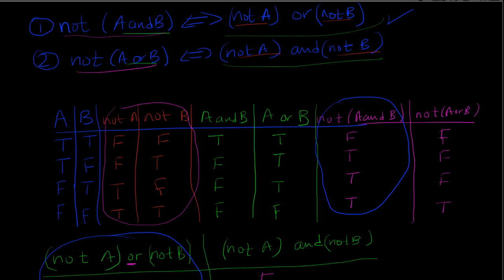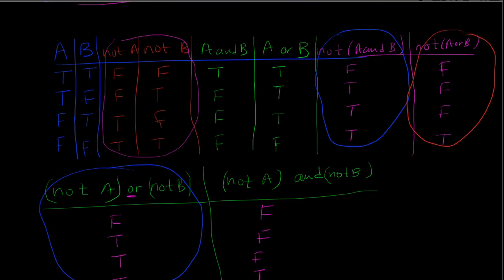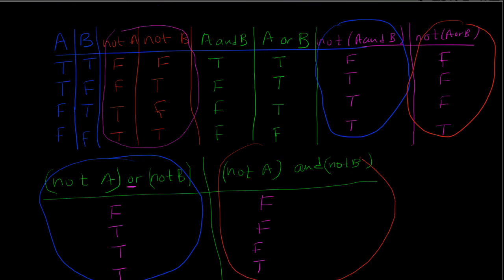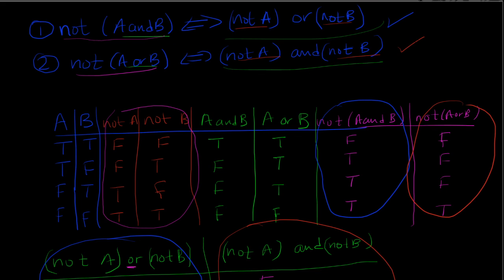Now let's look at the second one. I have not (A or B). So that's this column. Is that equivalent to not A and not B? That's the last column. Notice they're both false, false, false, true, in that order. So the second equivalence is met. And thus, we verified De Morgan's law.